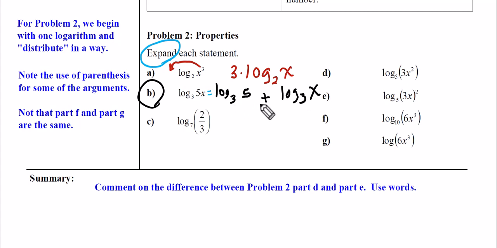Notice I have the same base. And I had 2 terms in the argument, so I have two logarithmic terms, and I split that argument into both of them. For this one, we have a division. Division is subtraction. So I'm going to do the 2, and then minus log base 7 of the denominator.